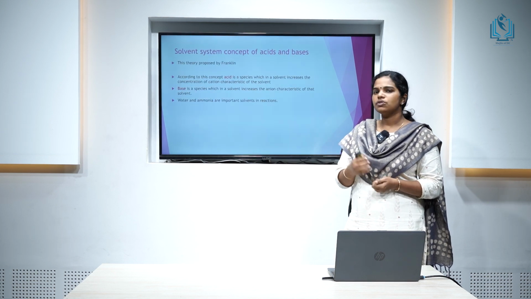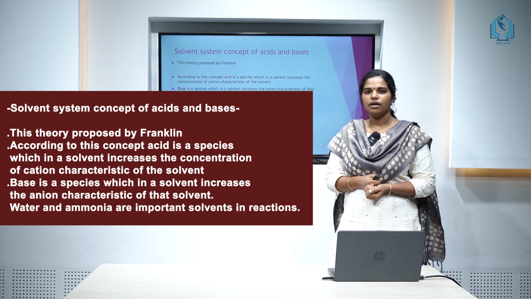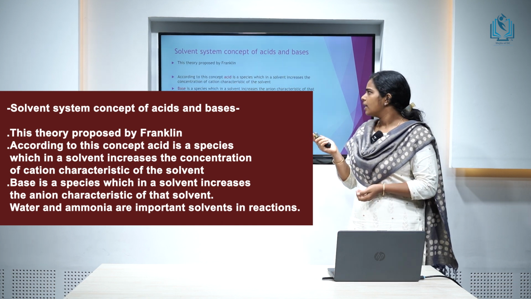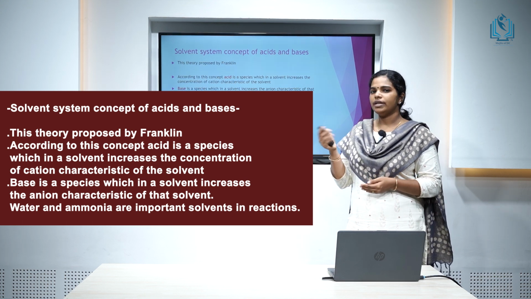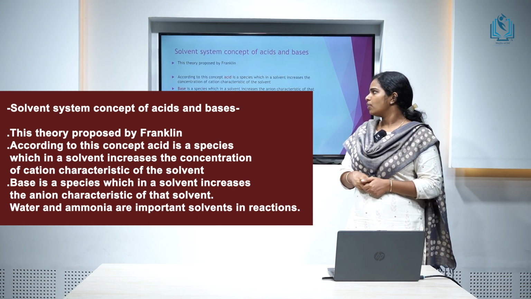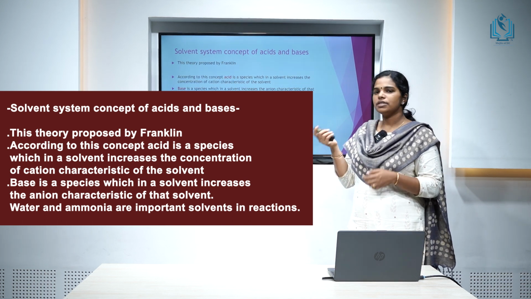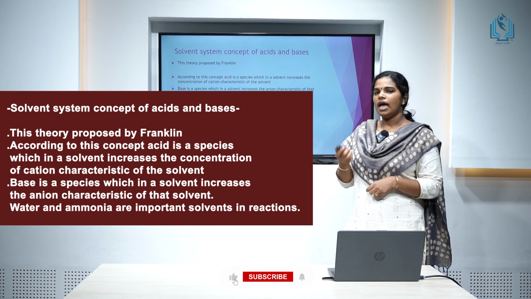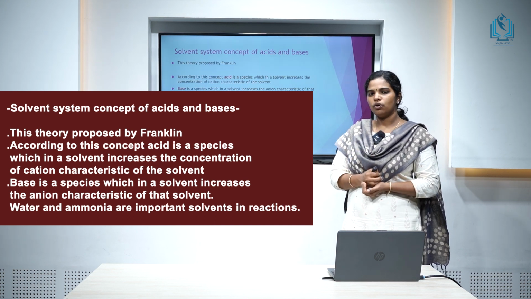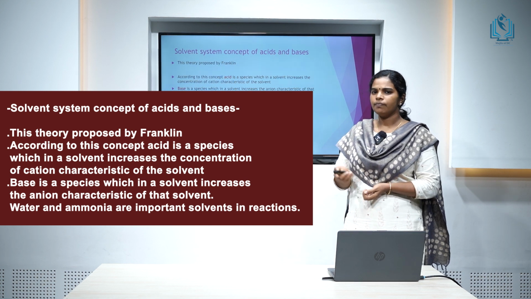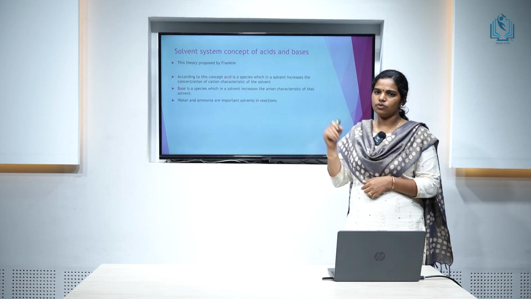And finally, the solvent system concept of acids and bases. This is proposed by Franklin. In this theory, an acid is a species which, in a solvent, increases the cation concentration, and a base is a species in a solvent which increases the anion concentration of the solvent. Commonly used solvents are ammonia and water. So, we can discuss the examples based on these solvents.